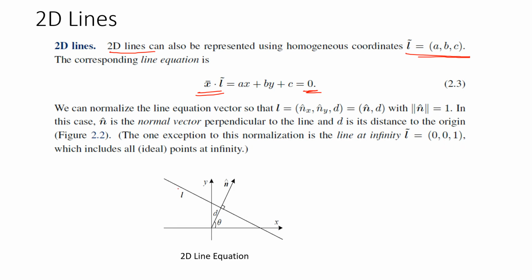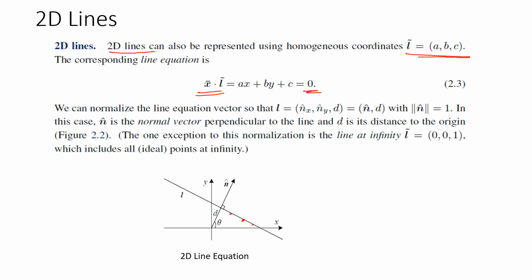So the line equation is given here. To check if the point lies on the line or not, we can check using this equation. And see here, the perpendicular line has been drawn. The distance between the origin and the line is d, and the perpendicular direction to the line is represented as n cap, and the angle from the origin to the line is represented as theta.